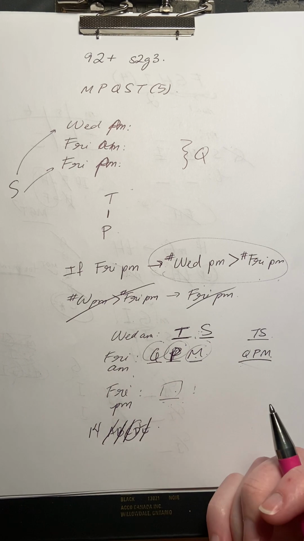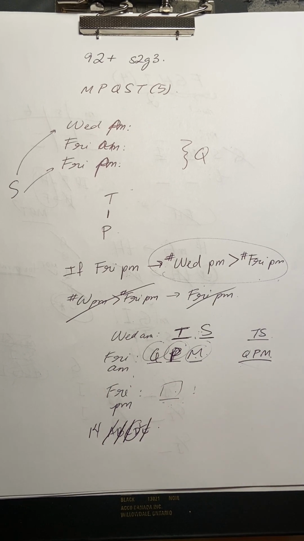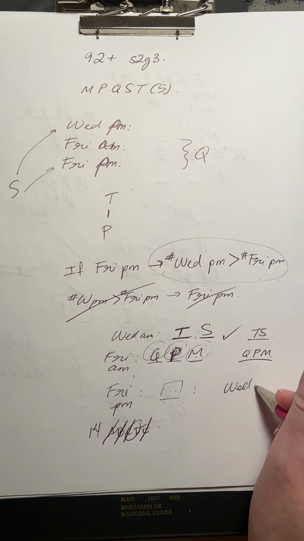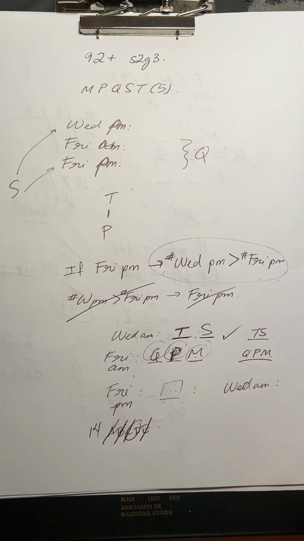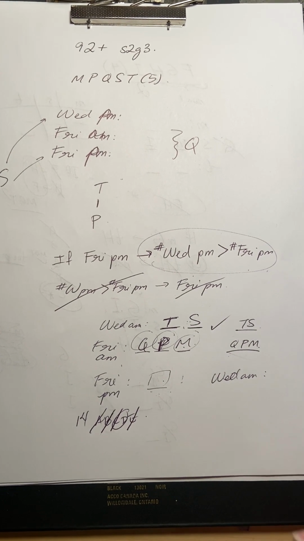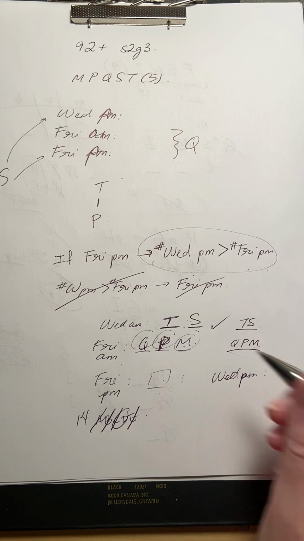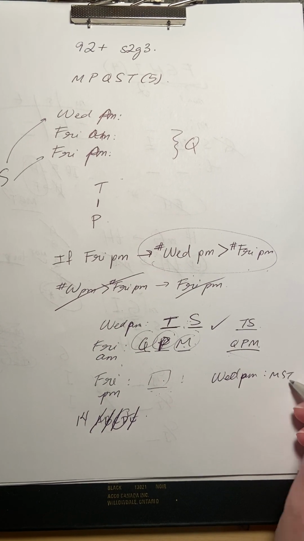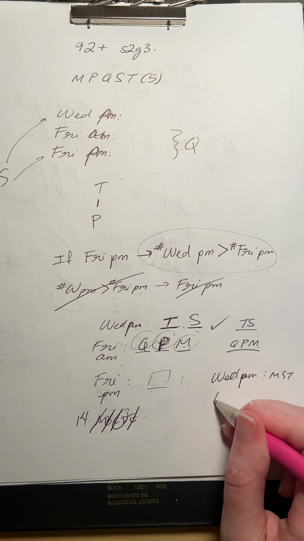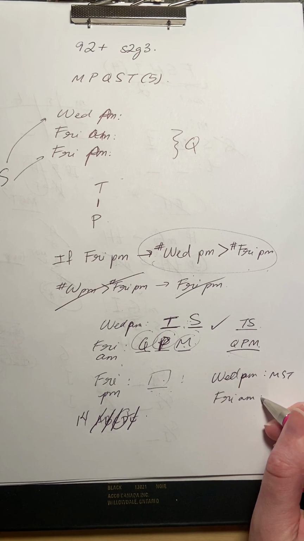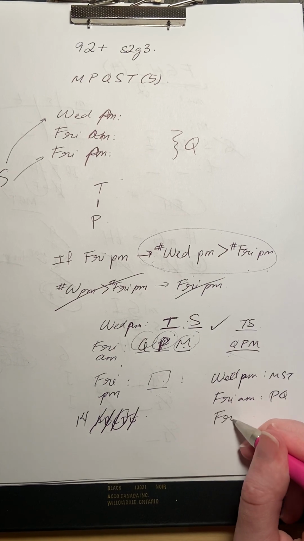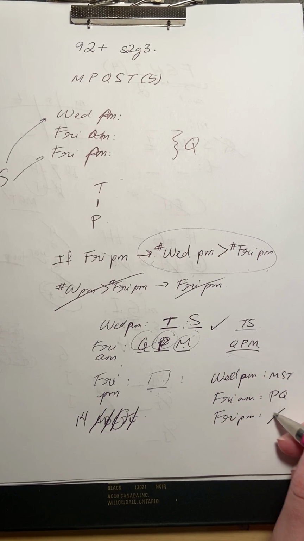So D's the correct answer here and gives us an acceptable solution. This is another acceptable solution. Yeah, we've got Wednesday morning, or sorry, Wednesday afternoon. Whoops, it's PM. M, S, and T, and then Friday morning, Friday AM, P and Q, and nobody on Friday afternoon. Okay.